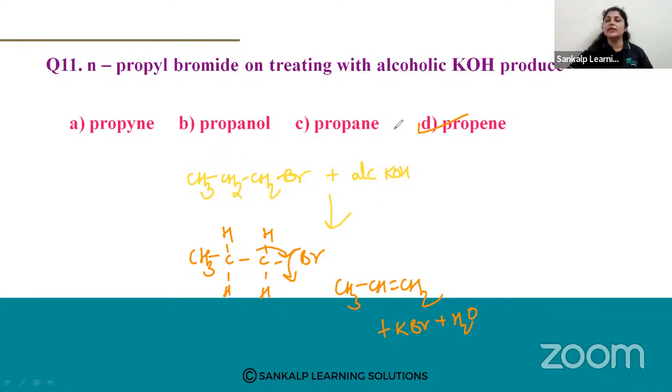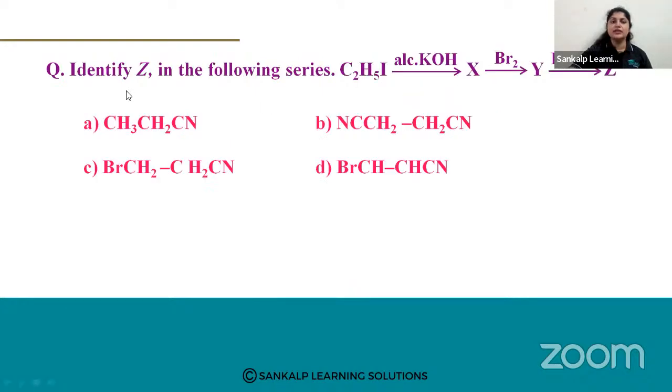So it will undergo dehydrohalogenation, because alcoholic KOH is a dehydrohalogenating agent. One hydrogen and one halide is leaving, so it will be HBr, right? So it will form propene. So propene is the correct answer. So we'll go for the next one. I hope it is clear.